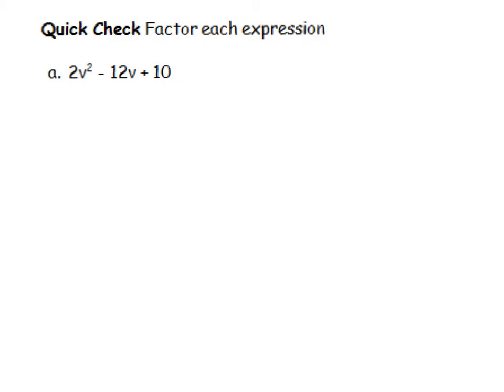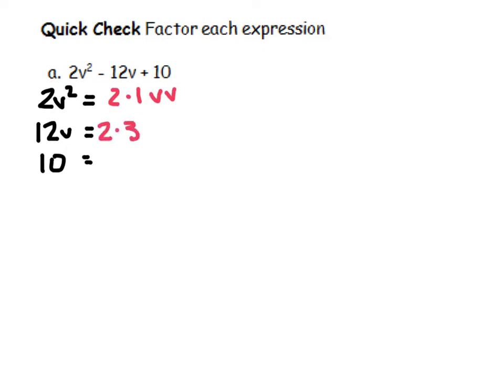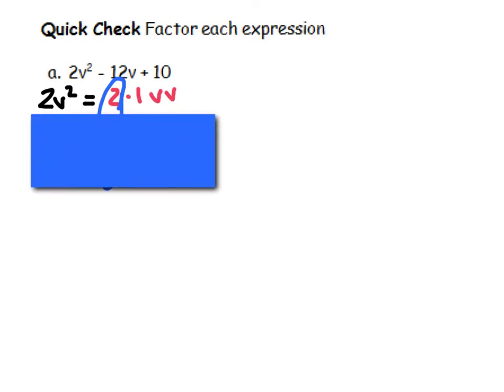So let's try another one here. First thing I need to do is break them down and see, do they have a GCF? So notice here I went ahead and broke down 2v squared, 2 times 1, vv. 12, I can break that down to 2 times 3 times 2 and 1v. And 10 breaks down to 2 times 5. What do they all have in common? Okay, remember, you just look at one row to figure out what our GCF is, and our GCF in this case is just the number 2.